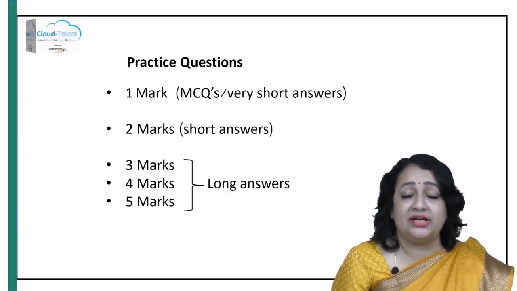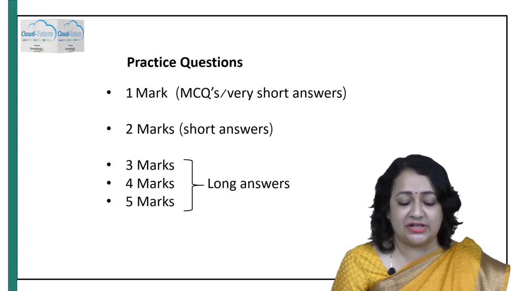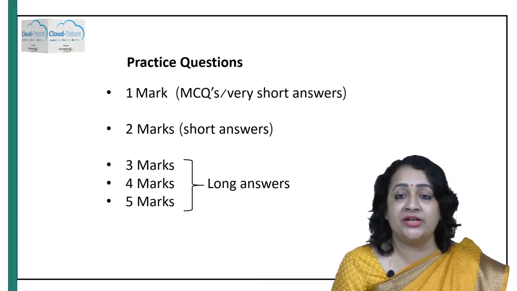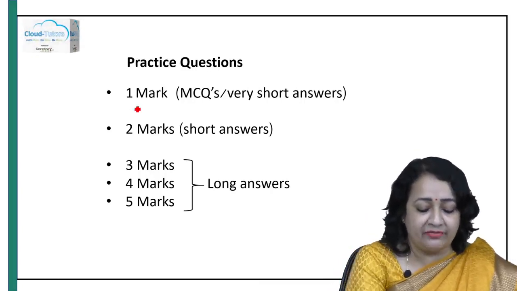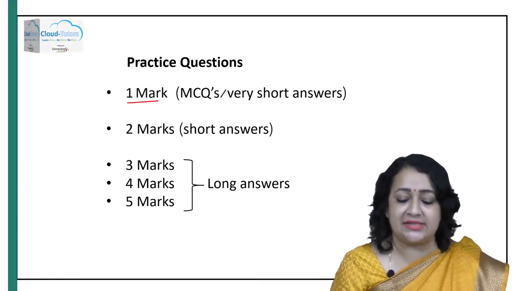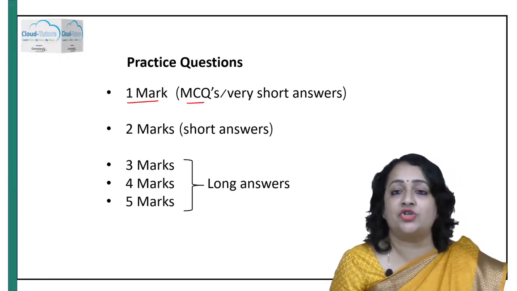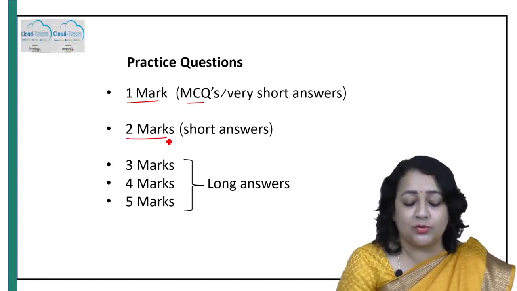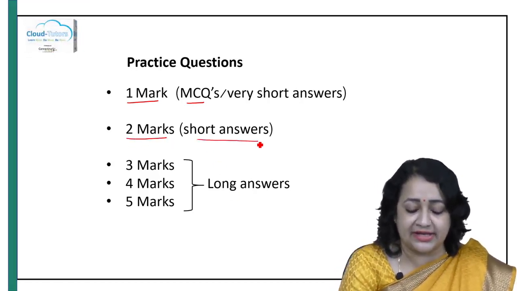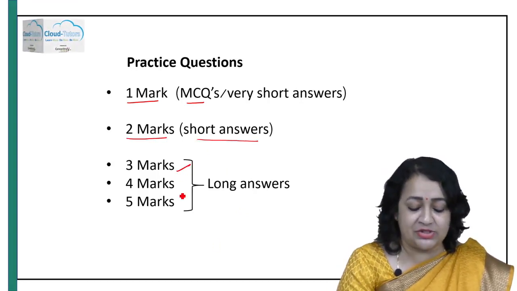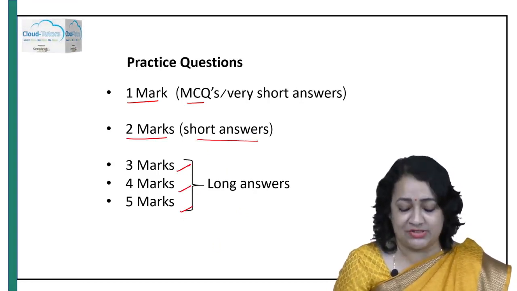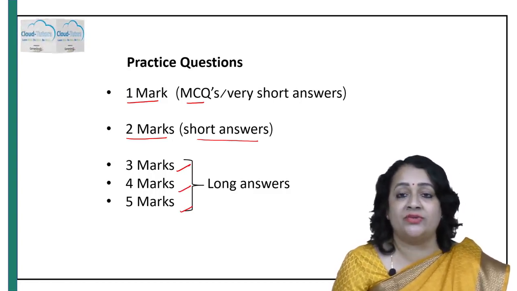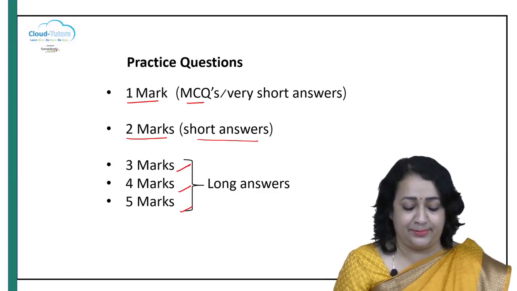Now, let us practice a few of the questions which can come from modes of asexual reproduction as well as sexual reproduction in flowering plants. So I have 1 mark questions. 1 mark questions are basically MCQs or very short answers have to be given. Such questions will come for 1 mark. 2 mark questions, you have to write short answers for that. After that, we have 3 mark, 4 mark and 5 mark questions. All these are long answer questions. So let's discuss a few of the questions which can appear in your exam.